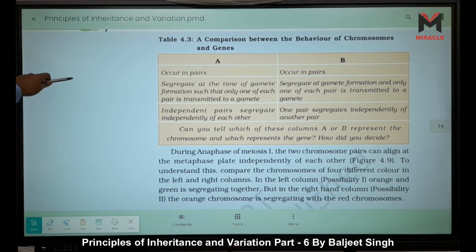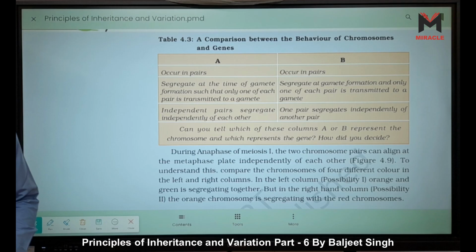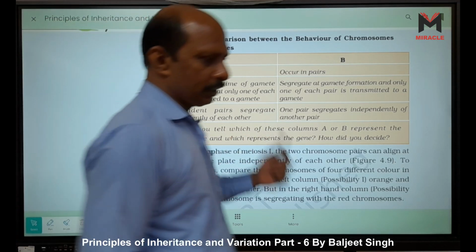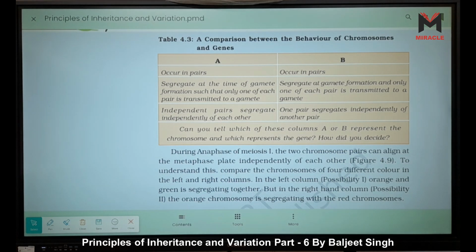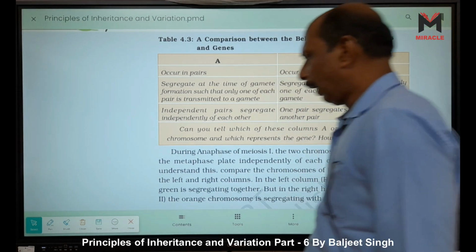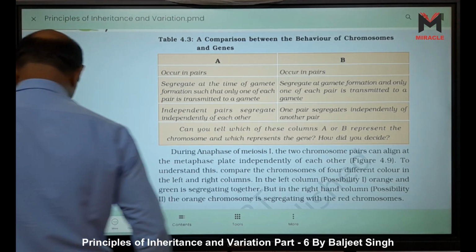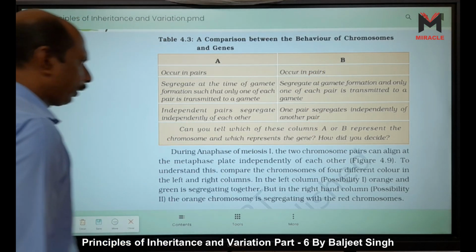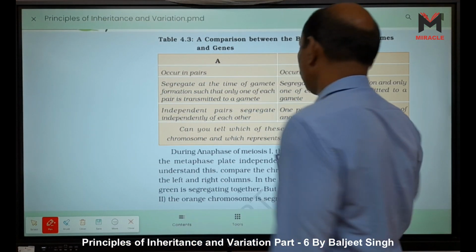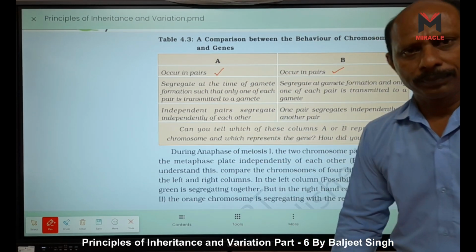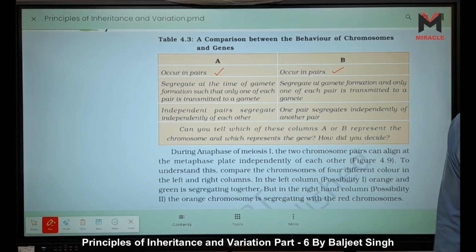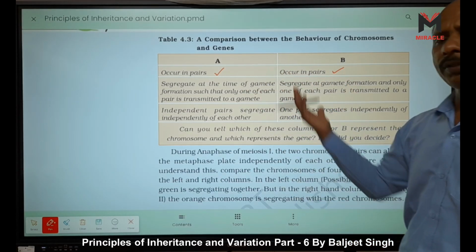Now a table is given here, a comparison between the behavior of chromosomes and genes. Two tables, A and B, are given, and one question is also given here. Sometimes you get confused when you see column A and column B. It occurs in pair, and both statements are the same, so we cannot understand which one is gene and which one is chromosome.